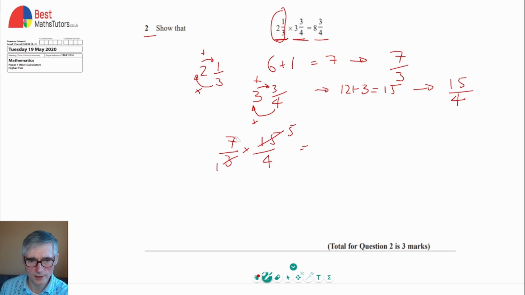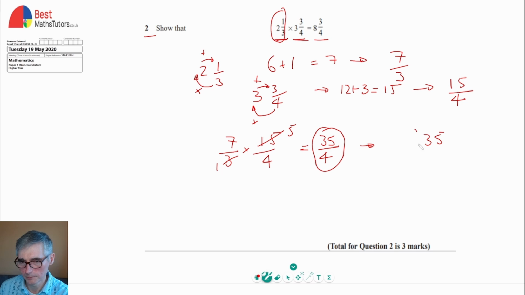So now I've got this simplified version. I can go 7 times 5 is 35/4. So this is a top-heavy fraction now. I need to convert it back into a mixed number and see if it does equal 8 3/4. So what I'm going to do is divide the 35 by 4, and that will give me the whole number part of the mixed number.